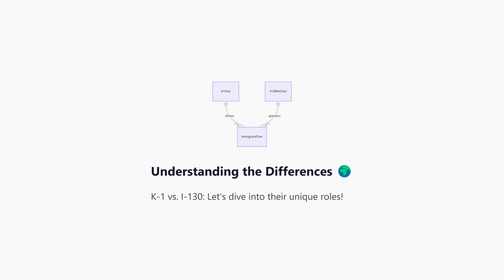Let's dive into understanding the differences between the K-1 Fiancé visa and the I-130 Immigrant Petition for alien relative. The K-1 visa allows a foreign fiancé to enter the United States with the expectation of marrying a U.S. citizen within 90 days. If this doesn't happen, the visa becomes void. On the other hand, the I-130 petition is filed by a U.S. citizen or permanent resident to sponsor their spouse or eligible relatives for immigration to the U.S. These two serve different purposes in the immigration process.